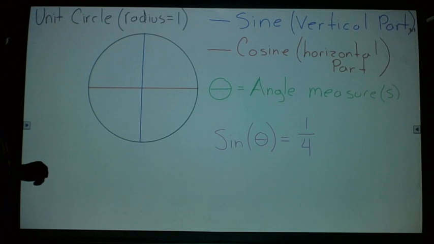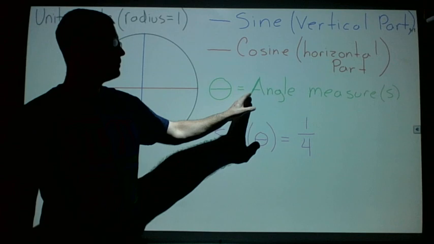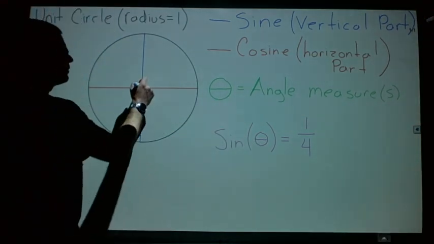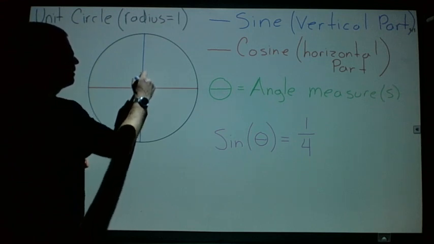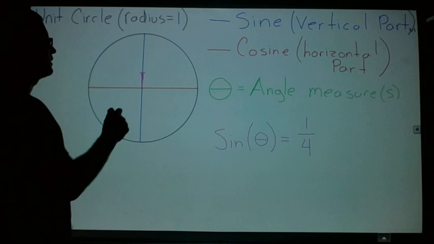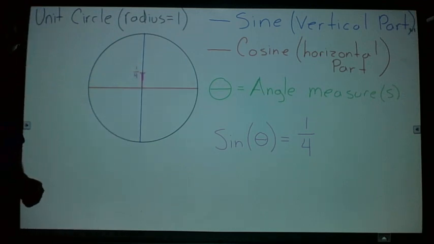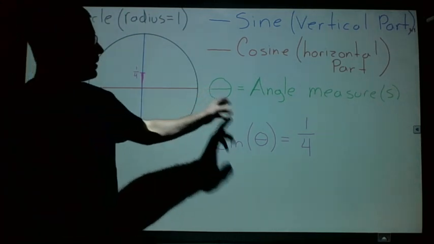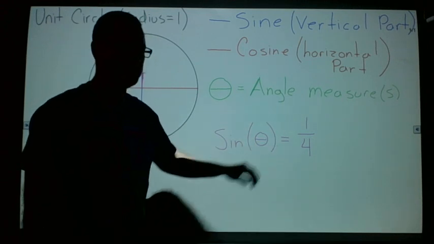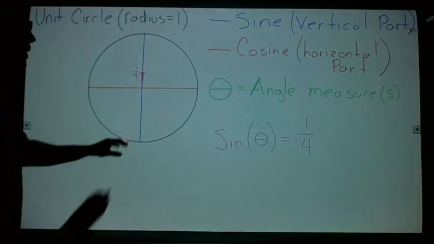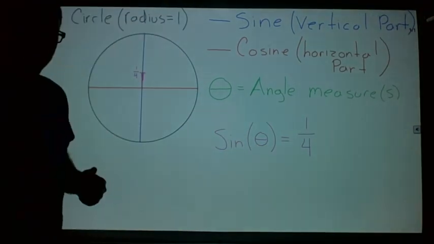And what that means is that I need to find angle measures whose vertical leg would be about 1/4 of that radius. 1/4, right? Let's label that 1/4. Yep. But I need to find the angle measure. I need to find theta. It's like finding x. 2x equals 8, and then I divide by 2, x equals 4. We need to figure out what angle measure has a vertical part of 1/4.